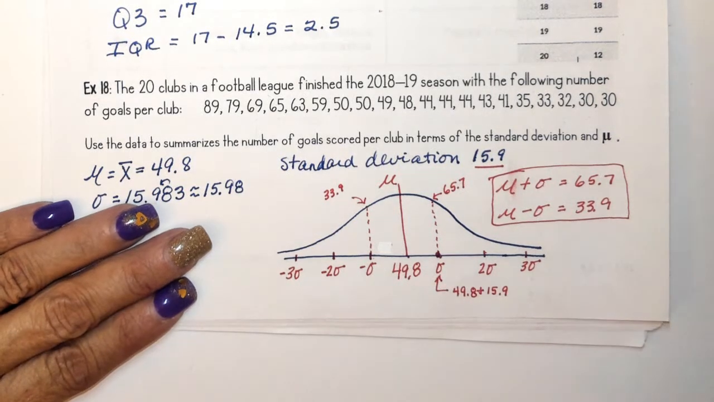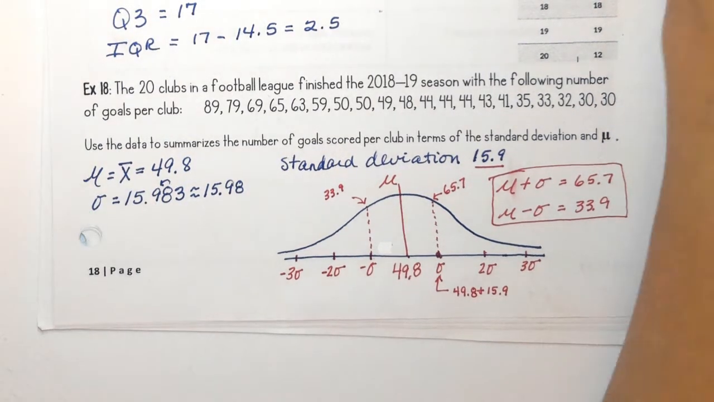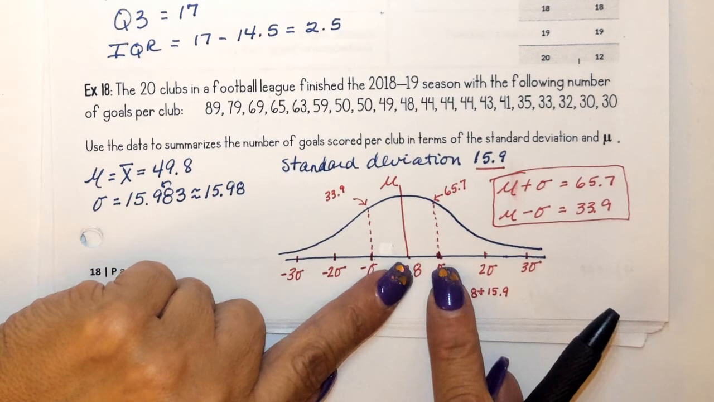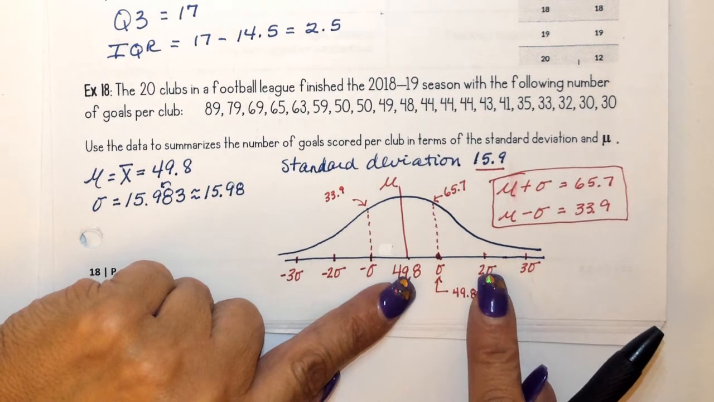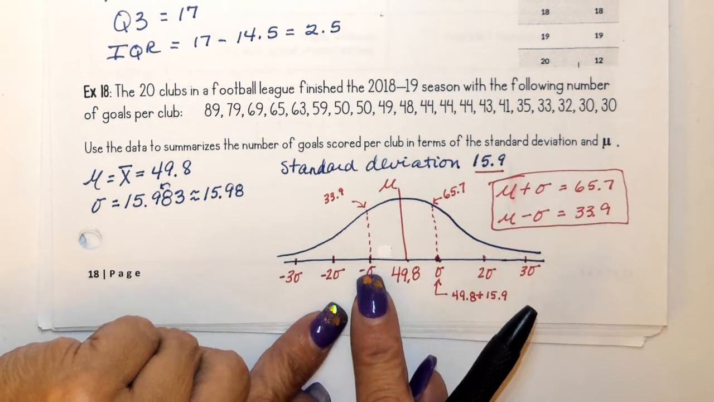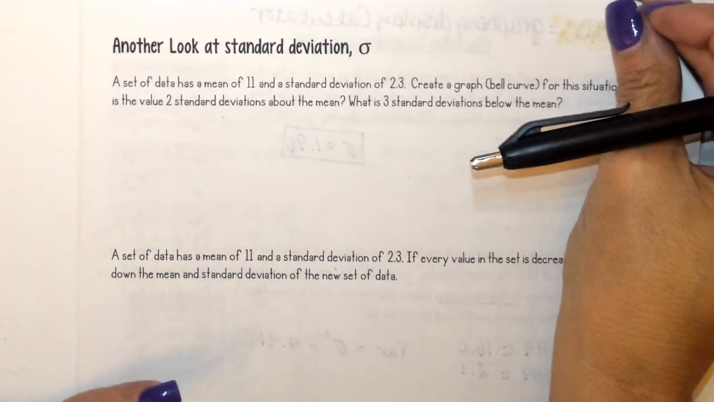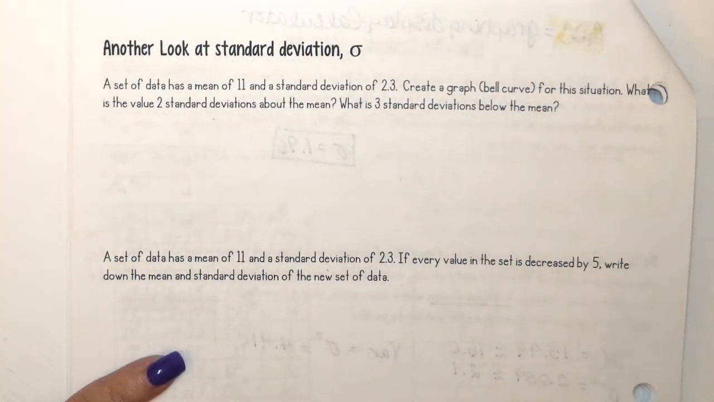Okay, so in the last video, we looked at standard deviation, and I drew a bell curve, and I showed you that one deviation away was here, 2 deviations, 3, and going backwards is 1 deviation, 2, and 3. So what I want to do in this video is take another look at standard deviation, just a different way to look at it.